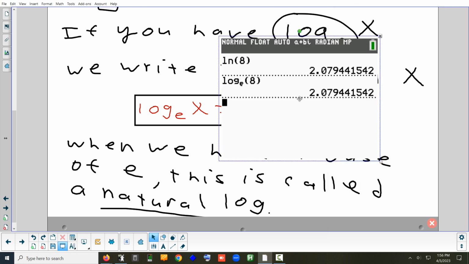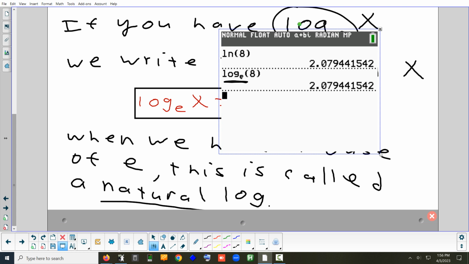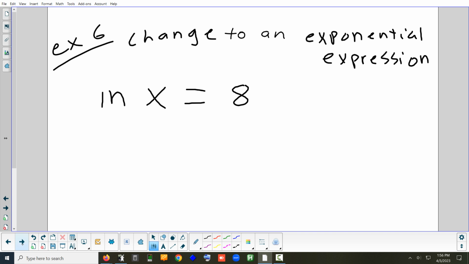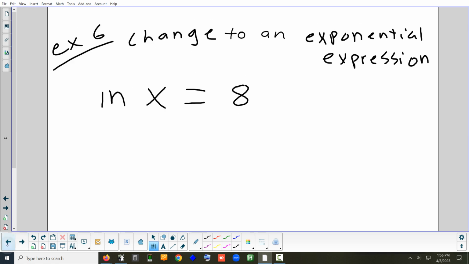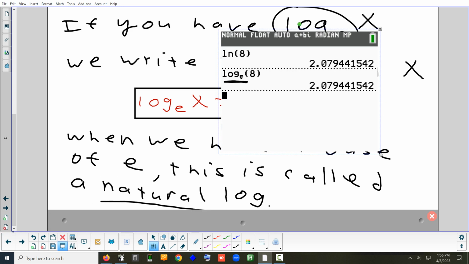And what I'm showing you is that if you type in ln 8, it means the same thing as log base e of 8. It's just nobody types it this way. They always just use ln. That's called a natural logarithm. There's one other logarithm that has a special name. And that's when the base is... Oh, I gotta mention that next. Okay, I'll get to that one next. So, hold that thought. I'll tell you the other special one in a minute.